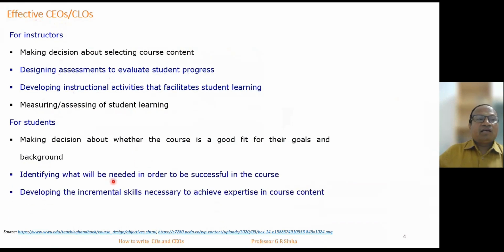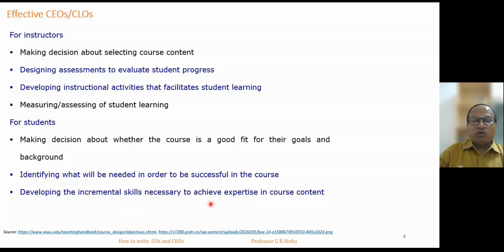Identifying what will be needed in order to be successful in the course. So students will also be able to understand what kind of requirement is needed, what kind of prerequisite is needed, how much time, how much involvement is needed in order to do this course successfully. And also developing the incremental skills necessary to achieve expertise in the course. So gradually, what kind of skill set is needed, what kind of skill set will be developed in order to have mastery or expertise in the course. That also the students will be able to develop.